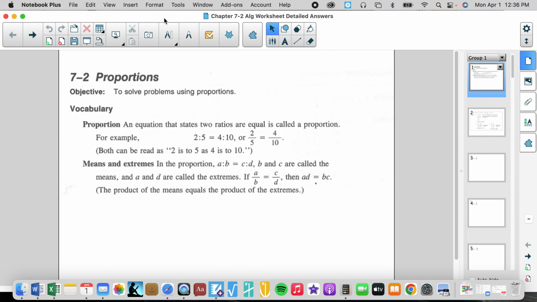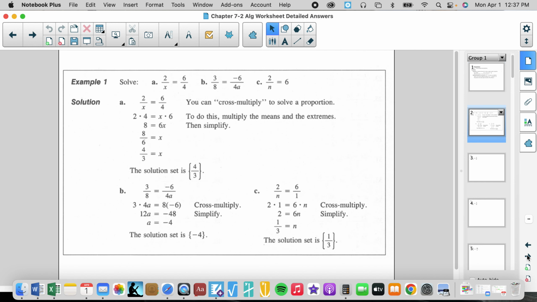Means and extremes in the proportion A is to B and C is to D. B and C are called the means, and A and D are called the extremes. And the product of the means is equal to the product of the extremes. Oh, look at that. I just read that. All right, and we can use that.